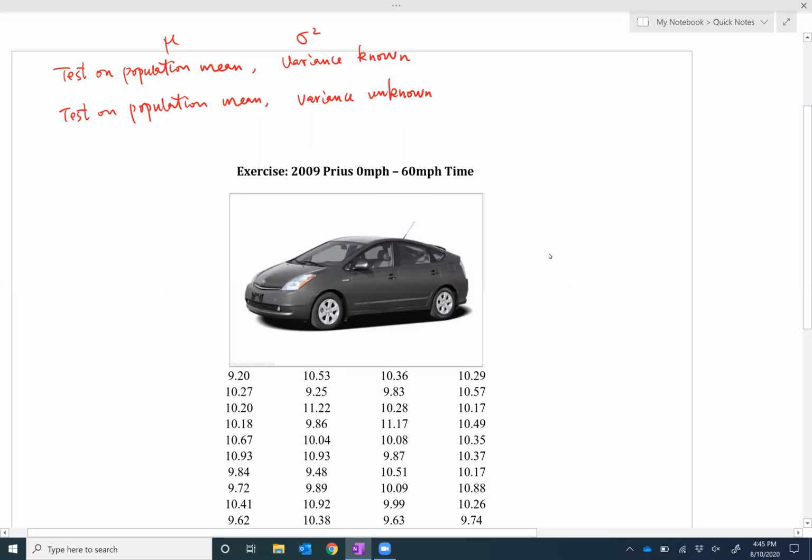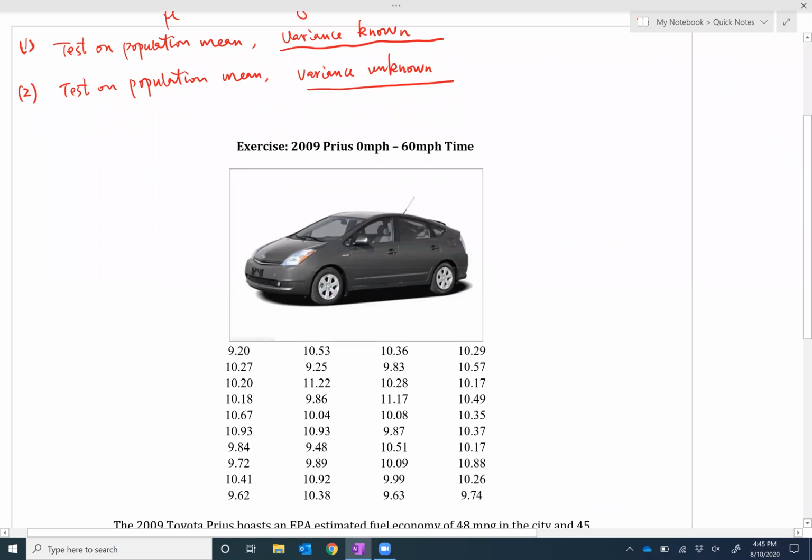Hello, everyone. In this lecture, we're going to look at hypothesis testing on the population mean, variance unknown. In the previous exercise, we know the population variance, sigma, is given. So that is the first case. Now, we're going to look at the second case. If we are not given the population variance, then how do we test the hypothesis?